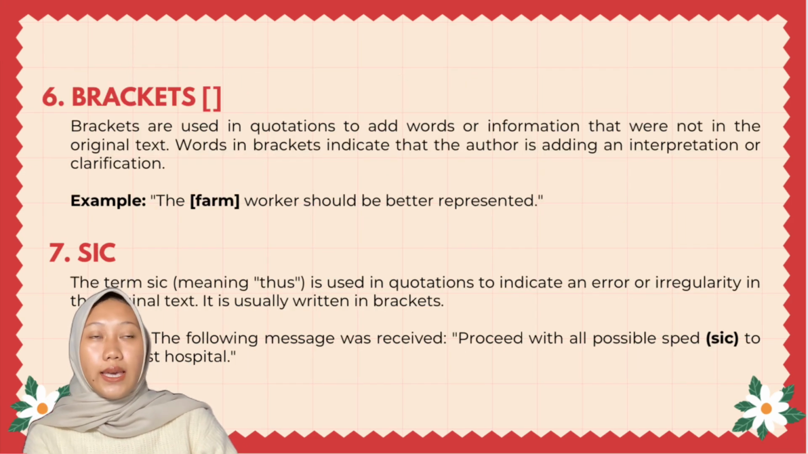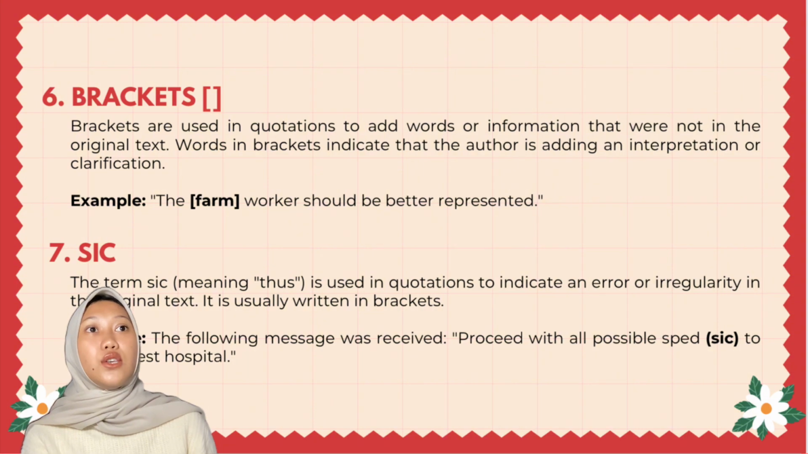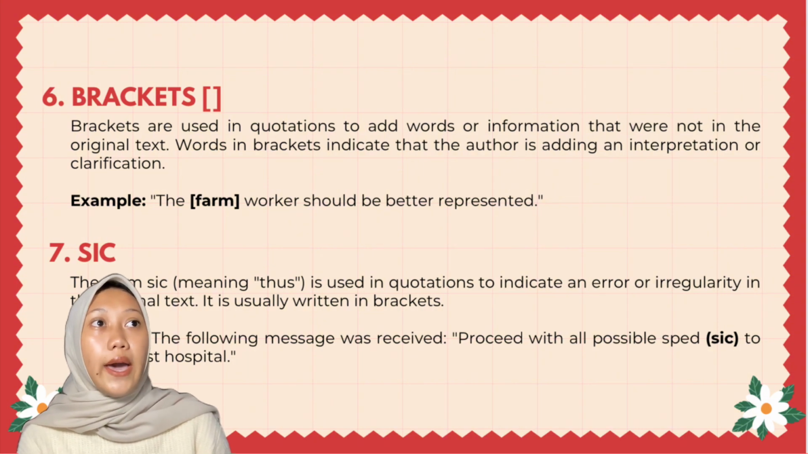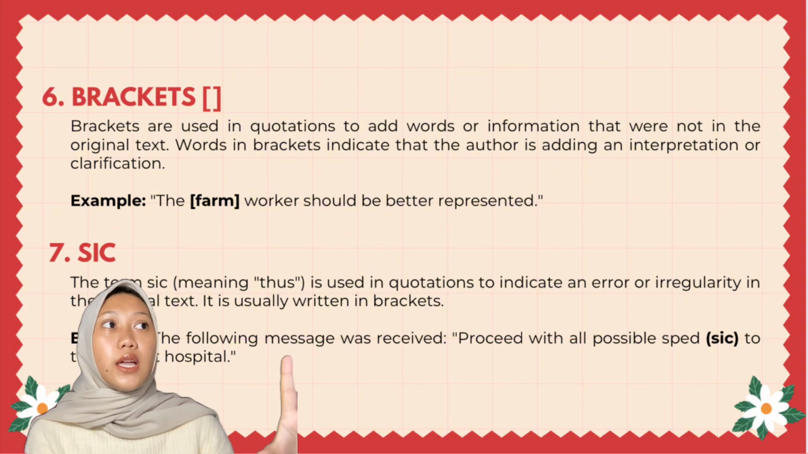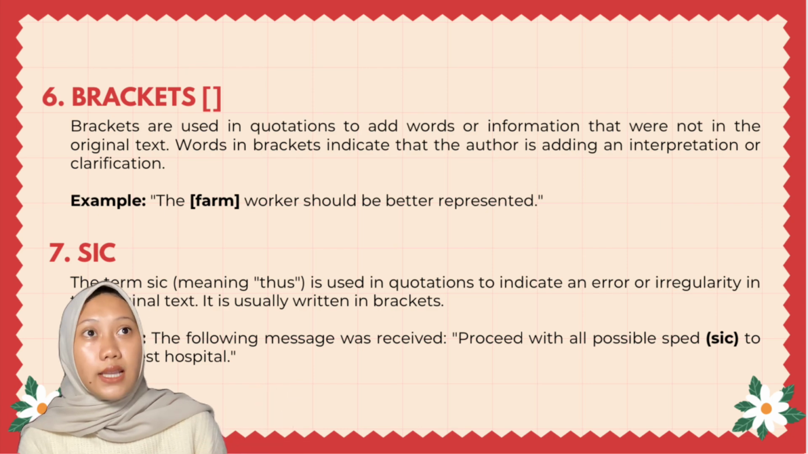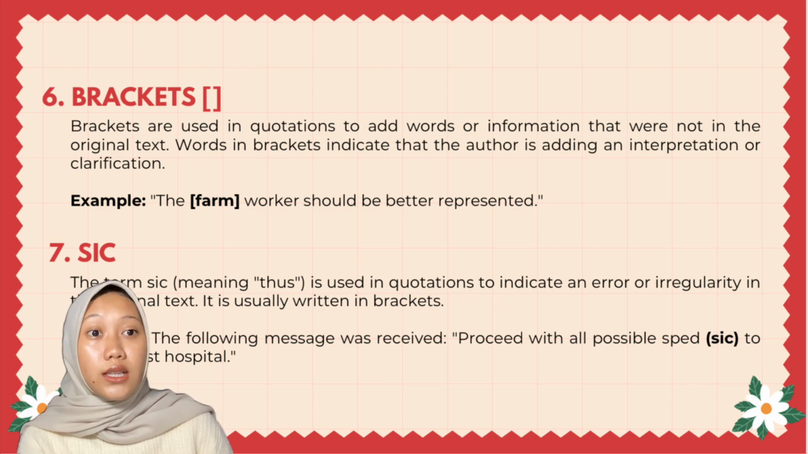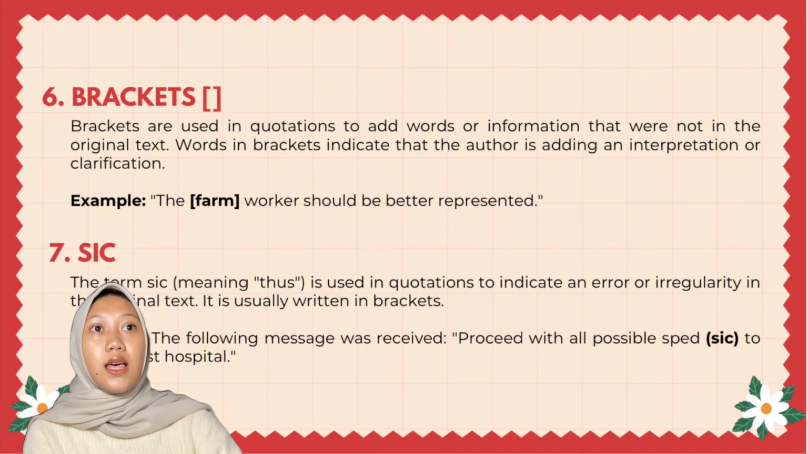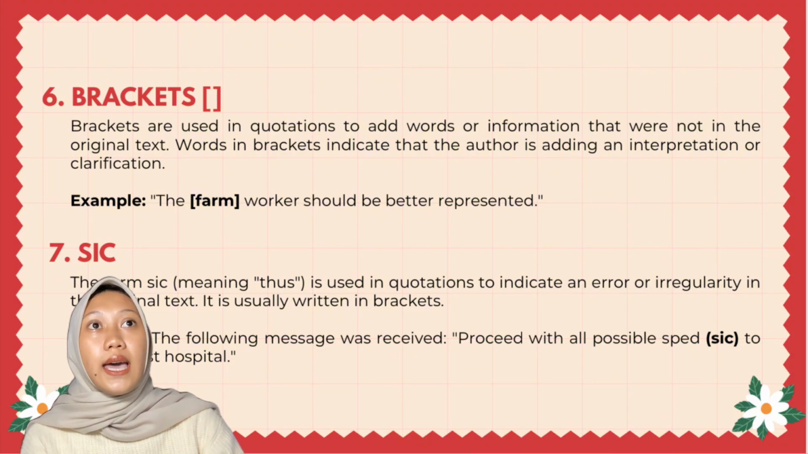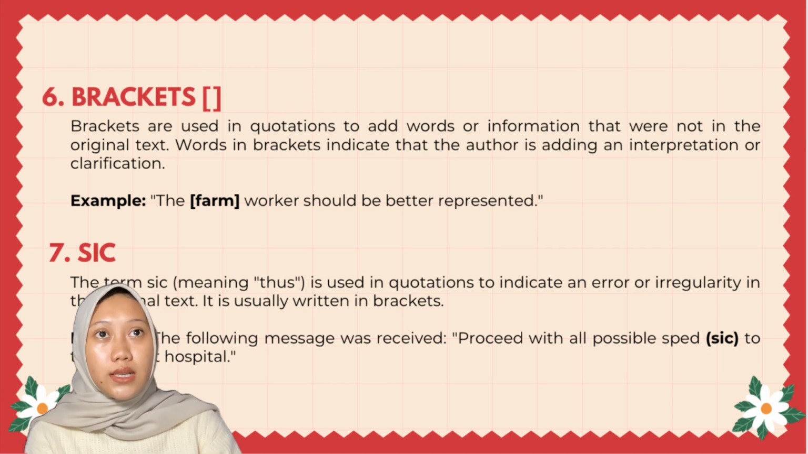Sixth, brackets. Brackets are used in quotations to add words or information that were not in the original text. Words in brackets indicate that the author is adding an interpretation or clarification. Example: the worker should be better represented. The word farm is added, so it reads, the farm worker should be better represented.